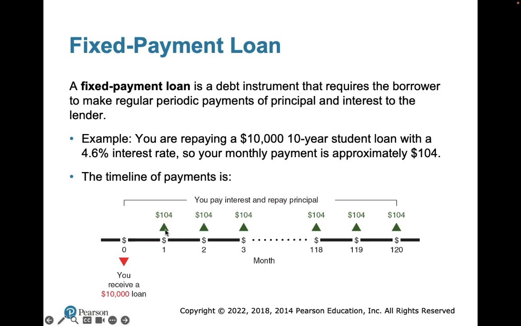Now how do you do that? You look for 4.6% of this, so you're going to be making this payment of about $104 monthly. If you calculate this, at the end of the 10-year period you would have paid all of this money, including the accrued interest.